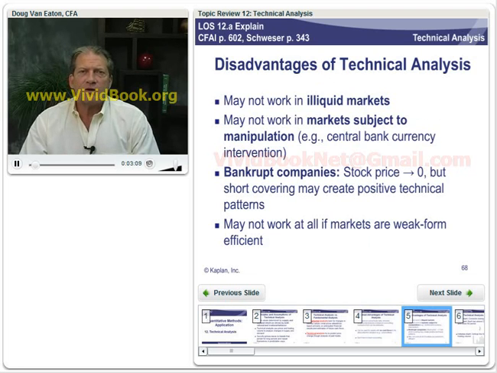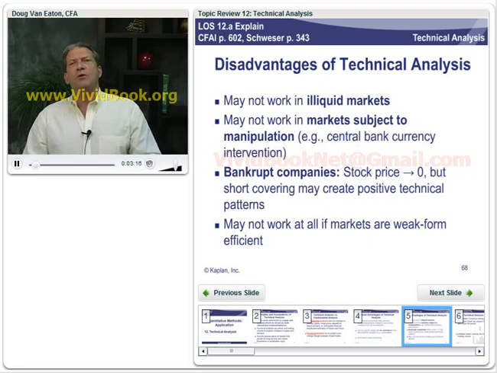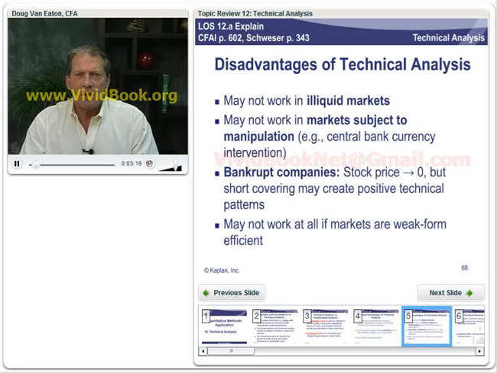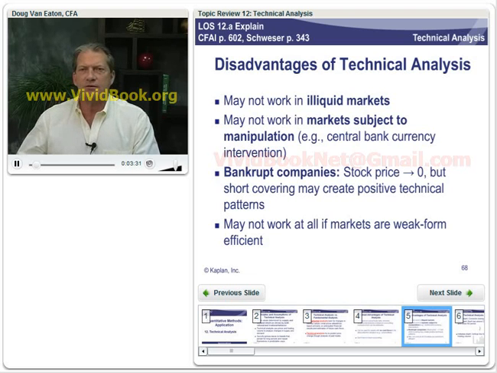Now, if markets are weak form efficient, and by weak form efficient, the hypothesis of weak form price efficiency says that past trading information cannot be used to make positive risk-adjusted returns on average. So if markets are weak form efficient, then technical analysis won't convey any trading advantage.